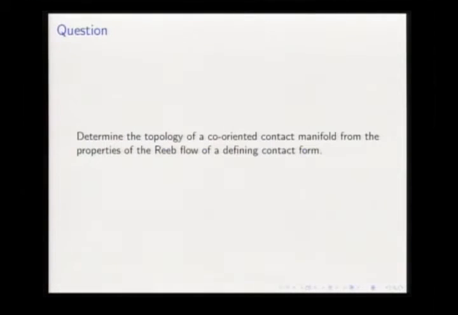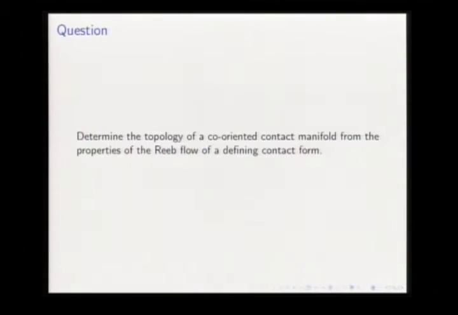concerns understanding the topology of a contact manifold. Suppose that you have a contact form defining that contact structure, and you look at the Reeb flow of this contact form, and you want to extract some information about the topology of the manifold and the topology of the contact structure.